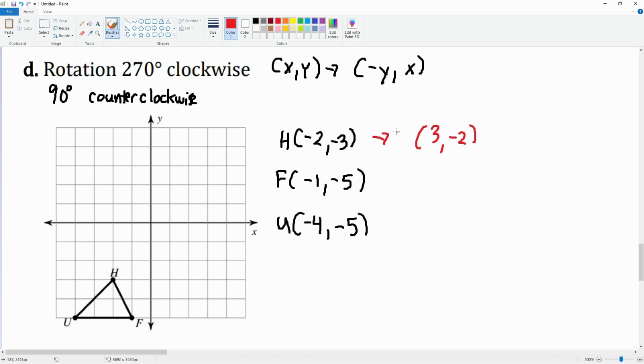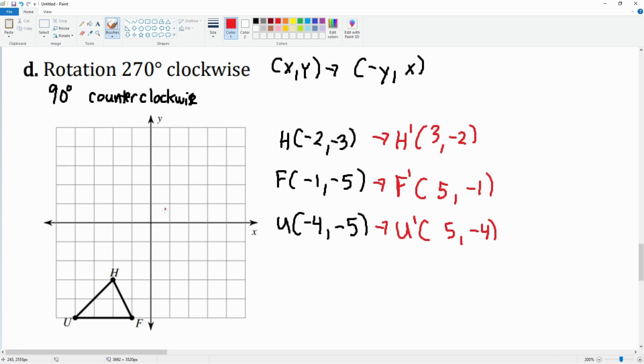So this is H prime. So F becomes F prime. We switch the values, so it is -5 comma -1. The original y changes. The original y was -5, so it becomes a +5. Okay. The U now goes to U prime. We switch it, -5 comma -4. And the original, no, sorry, the original y is -5, so it becomes a +5.